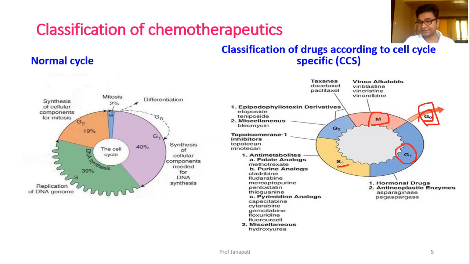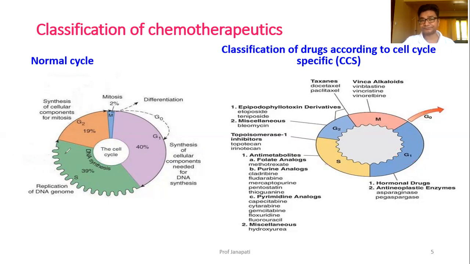Now, all the drugs which we are speaking of, anti-metabolites, will fall under the S phase of the cell cycle. That's why we told these drugs are cell cycle specific drugs, the cell cycle specific drugs which we were discussing.